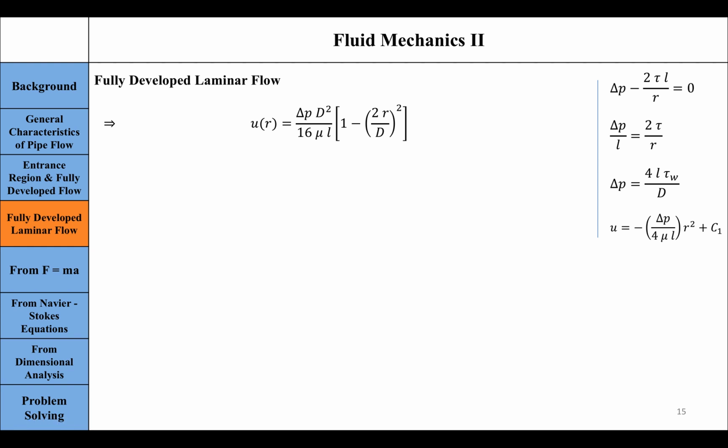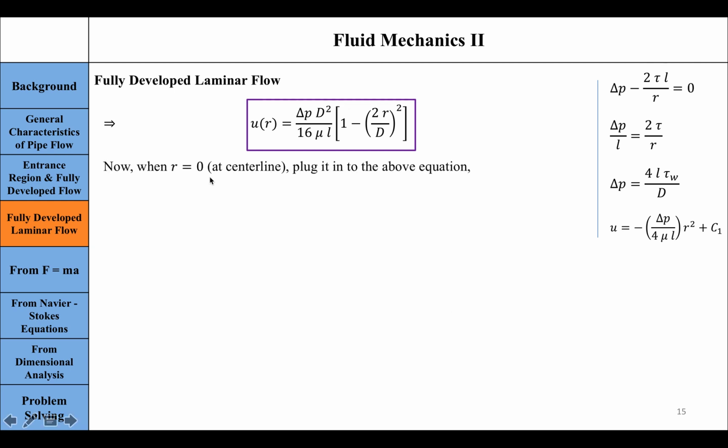Okay, and just writing that down again, this is the equation that we had. Now when we want to see what the velocity is going to be at the center line itself, all we have to do is plug in r equals 0 into this equation. And what is going to happen? We're going to get the velocity at the center line, which we can represent by VC, velocity at center line.